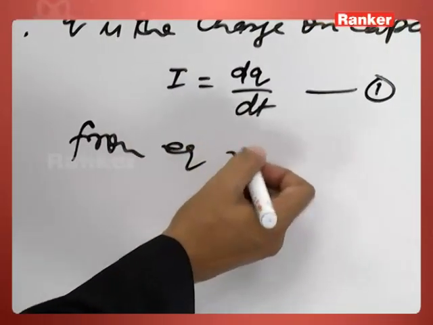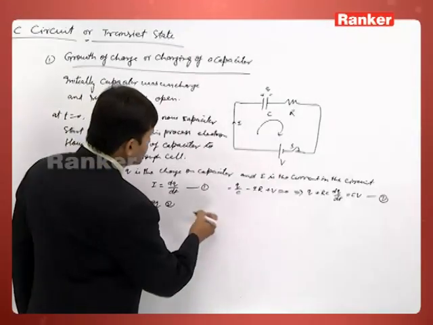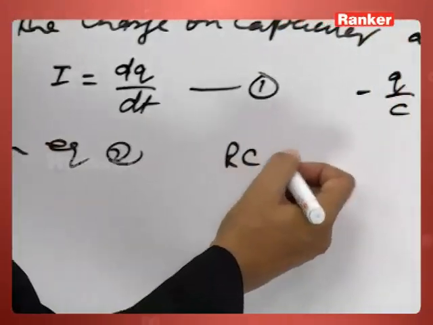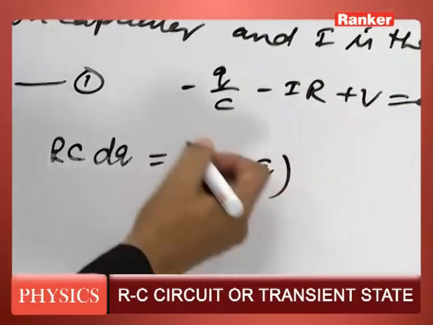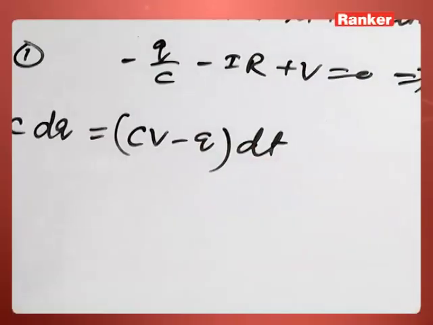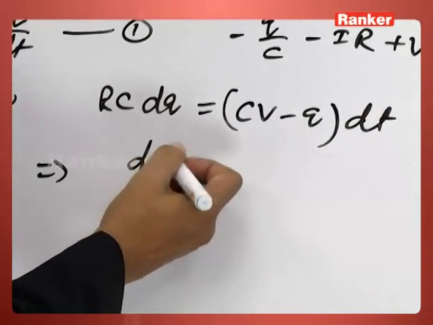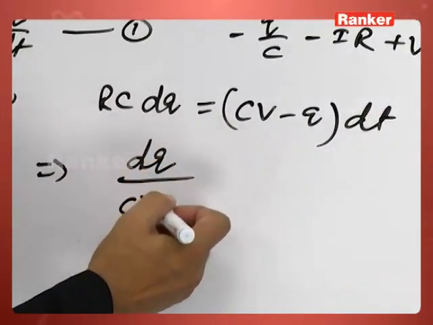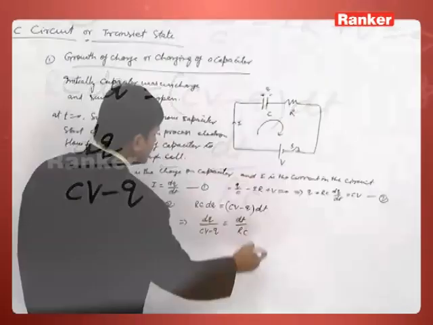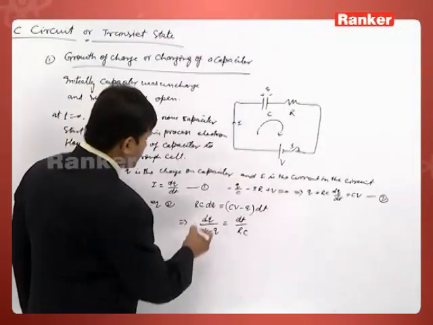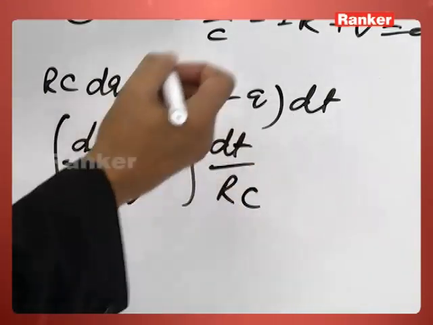From equation 2, we can simplify: RC dq is equal to (CV minus q) dt, so dq by (CV minus q) is equal to dt by RC. Now integrate.